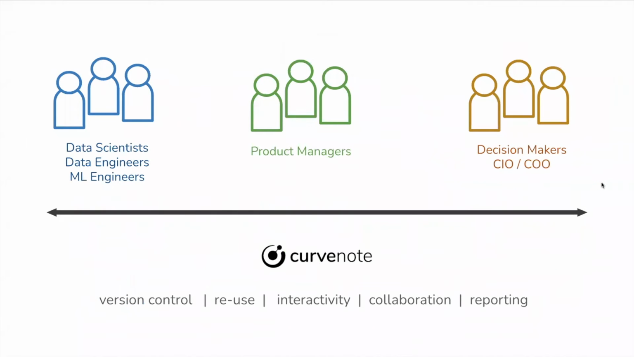So CurveNote is trying to span these different personas and disciplines, such that you can get information up to the decision makers that is linked all the way back down to where the data scientists are actually working, and the product managers are in the middle, remixing that information, reusing it, and presenting it in a way that makes sense to decision makers.